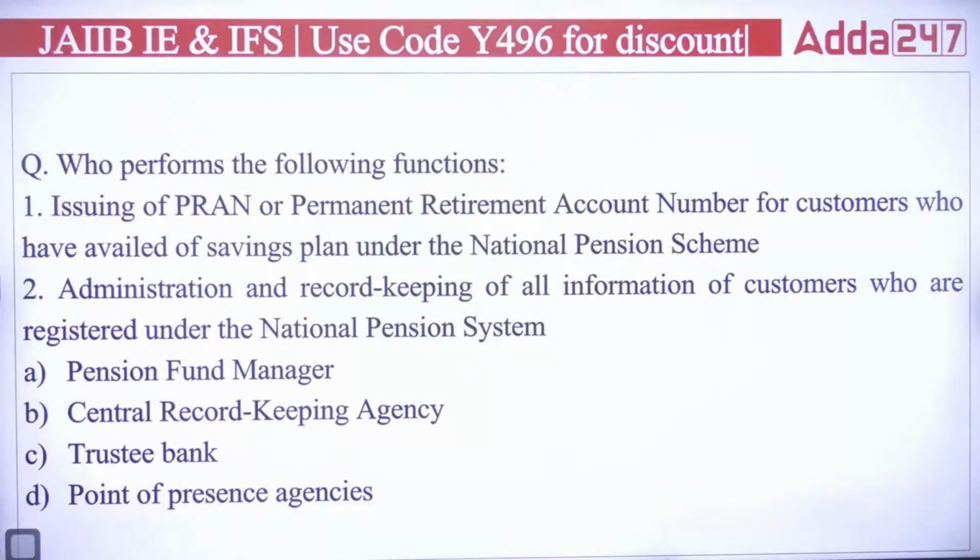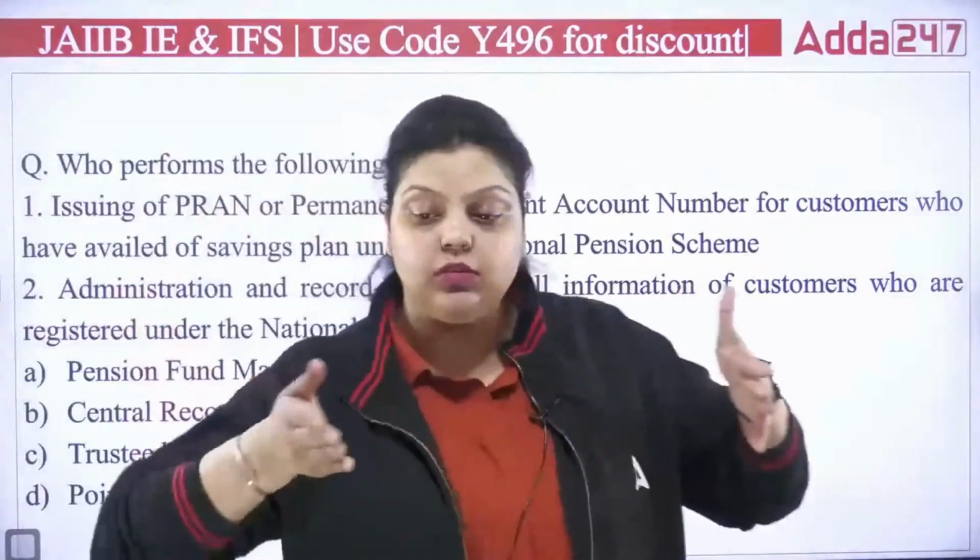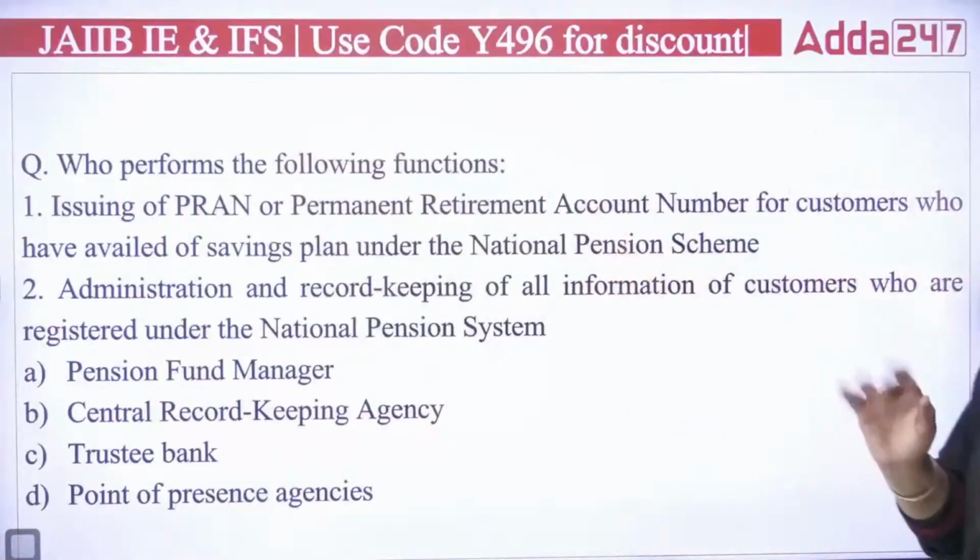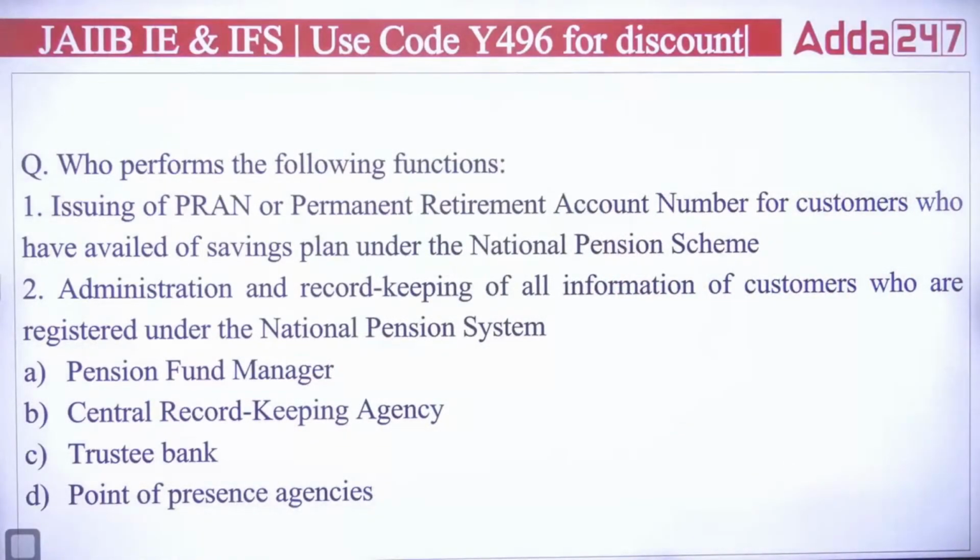Who performs the following function? First is saying issuing of PRAN number, or we can say the permanent retirement account number, for customers who have availed of savings plan under the National Pension Scheme. Second is saying administration and record keeping of all the information of customers who are registered under the NPS. So which of the following party can maintain all these records or perform all these transactions related to the National Pension Scheme? The pension fund manager, the central record keeping agency, the trustee bank, or the point of presence agencies? A, B, C or D?